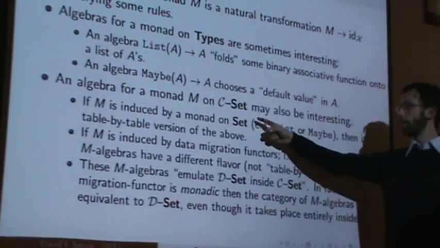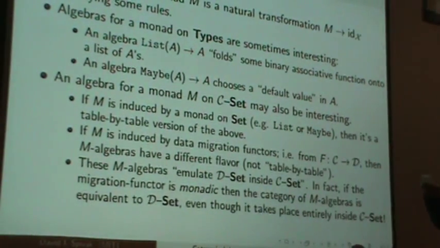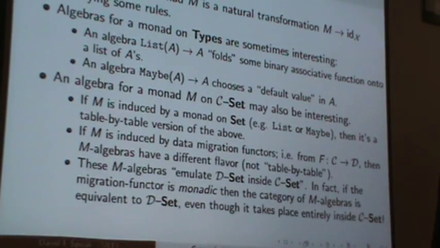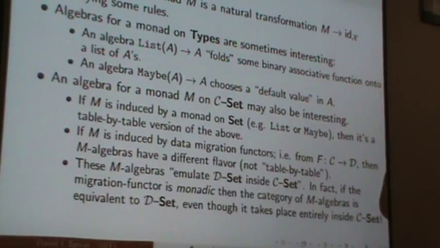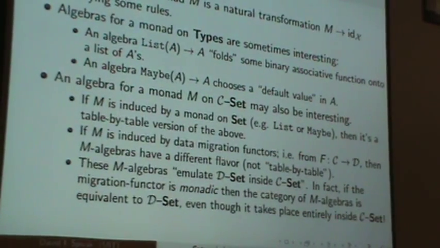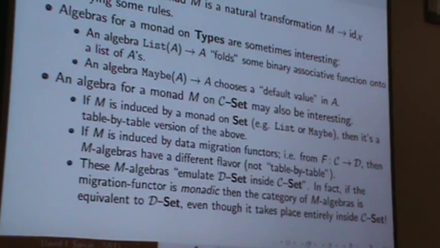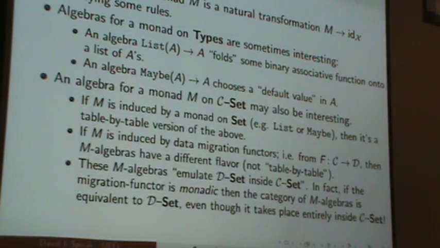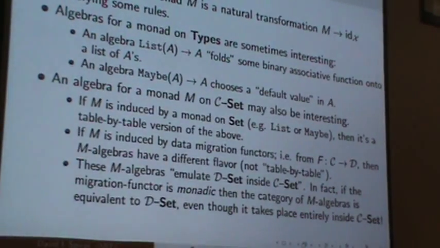If the monad on C set is induced by one on set, then it's just a table by table version of the above. So in other words, list of A, these lists of employees, it's just like taking the max, the best employee out of every list, or the one with the most salary, or whatever. Or the union, or I don't know, what would that be? Concatenation of their names or something.